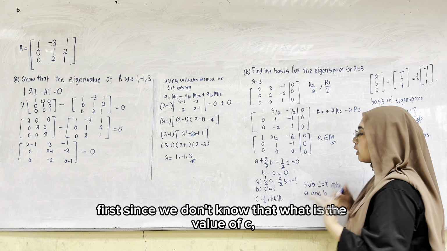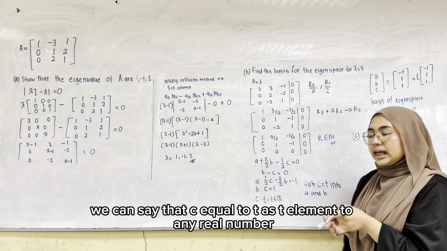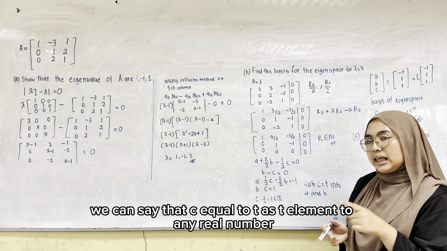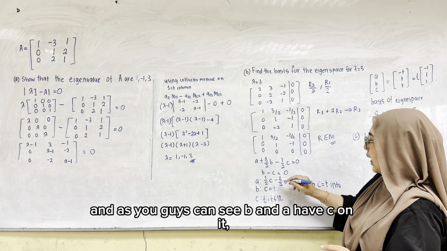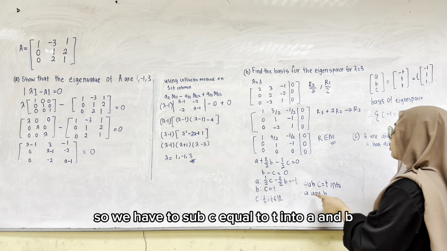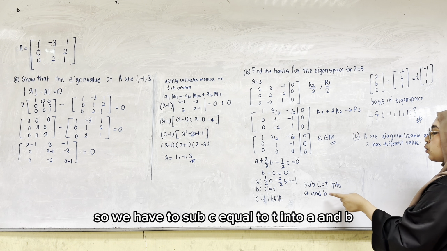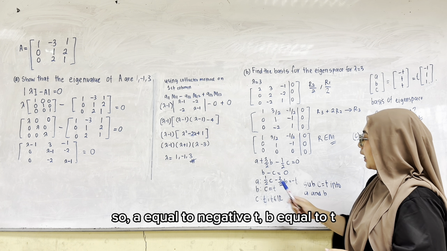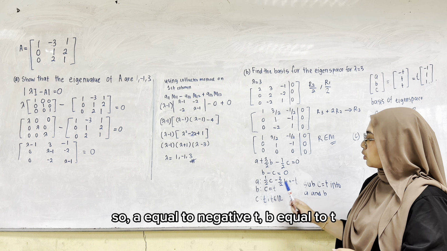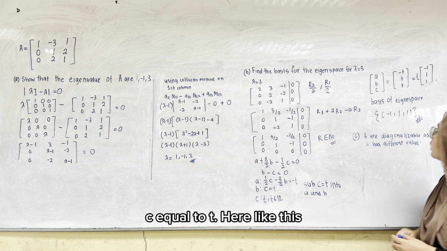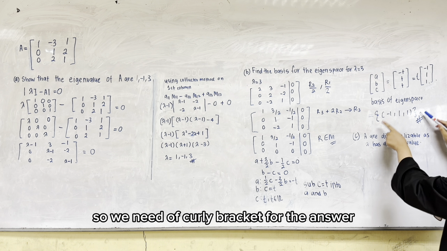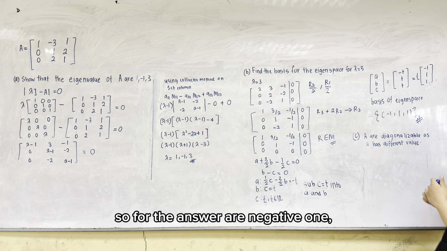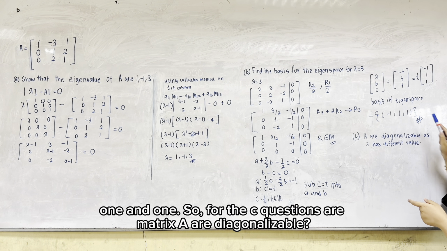First, since we don't know the value of C, we can say that C equals t, where t is an element of any real number. As you can see, B and A depend on C, so we substitute C into A and B. So A equals negative t, B equals t, C equals t. Remember, for this question, it needs a basis of the eigenspace, so we need curly brackets for the answer. The answer is the set containing (-1, 1, 1).